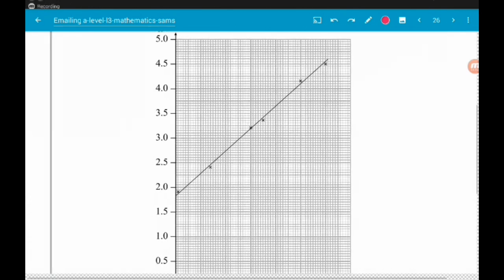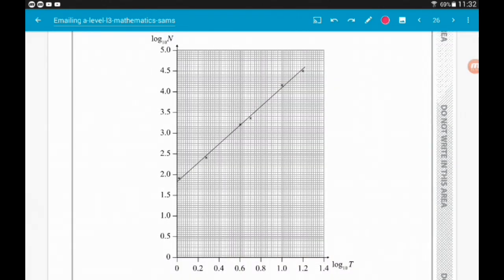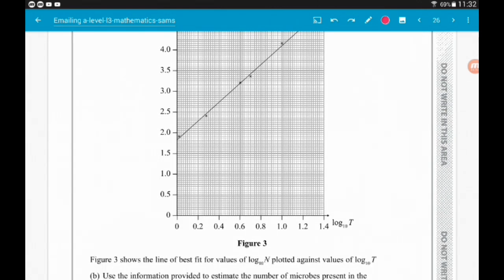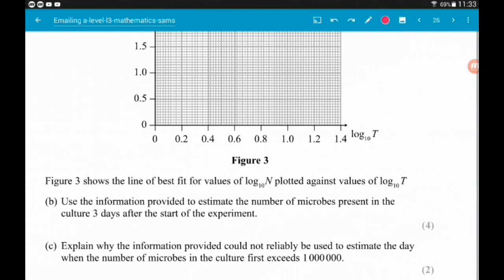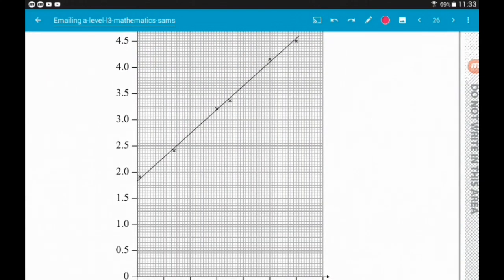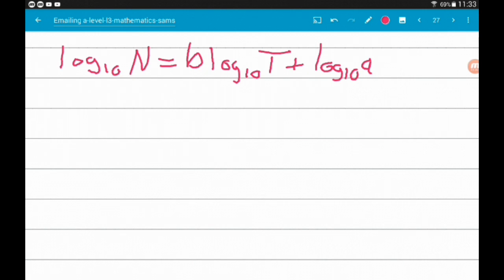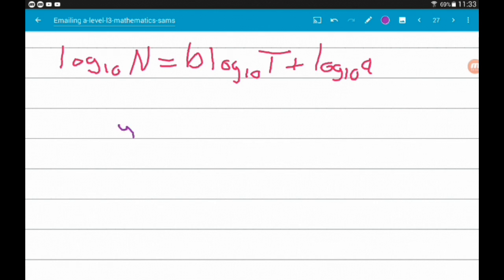Okay, so now we got this graph here, which shows the best line plotted for values of log base 10 of n going up the side and log base 10 of t going along the bottom. So part B says, using the information provided, estimate the number of microbes present in the culture 3 days after the start of the experiment. So we are going to need to pair information on this graph with the equation here that we just worked out. Now this equation is comparable to y equals mx plus c.